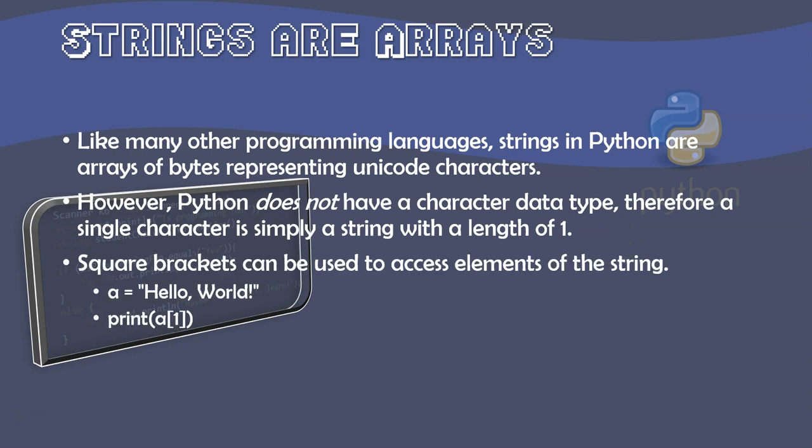Now, square brackets can be used to access particular elements of the string. So if I want a particular position of that string, here I'm going to print a[1] of "Hello, World", that would return e, and that's how I would do that. I can just use these square brackets to get the indexes and their values.